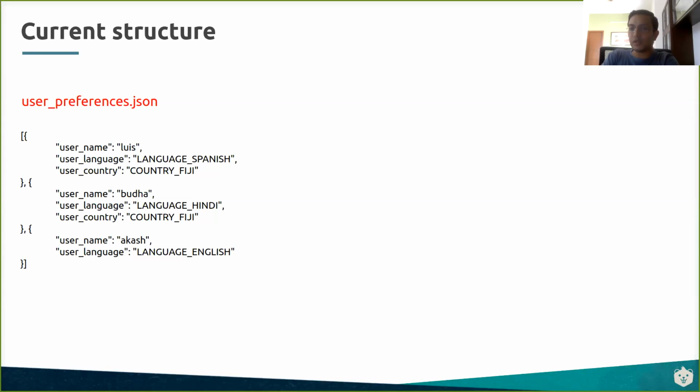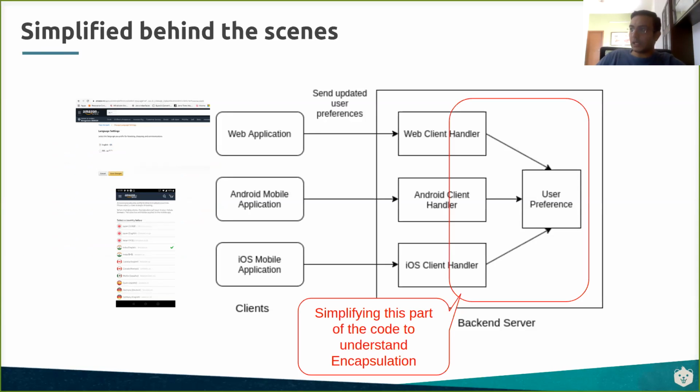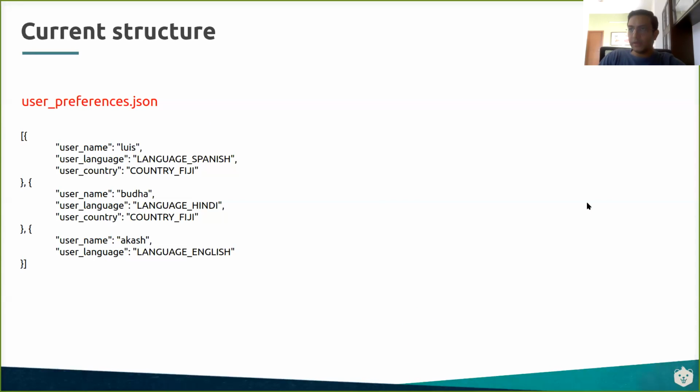So the user preferences come in from the client to the handler and then get stored in a JSON file. If you look at this diagram, the user preference being stored is written to a JSON file. And this is what the JSON file would look like. These are the basic parameters that we are going with: the username, the user's preferred language, and the user's preferred country, right? There could be multiple such users.